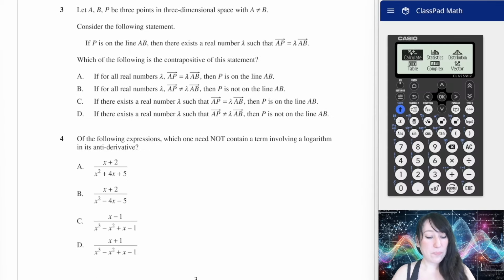Question 3. Let A, B, P be 3 points in 3-dimensional space with A not equal to B. Consider the following statement. If P is on the line AB, then there exists a real number lambda such that the vector AP is equal to lambda times the vector AB. Which of the following is the contrapositive of this statement?